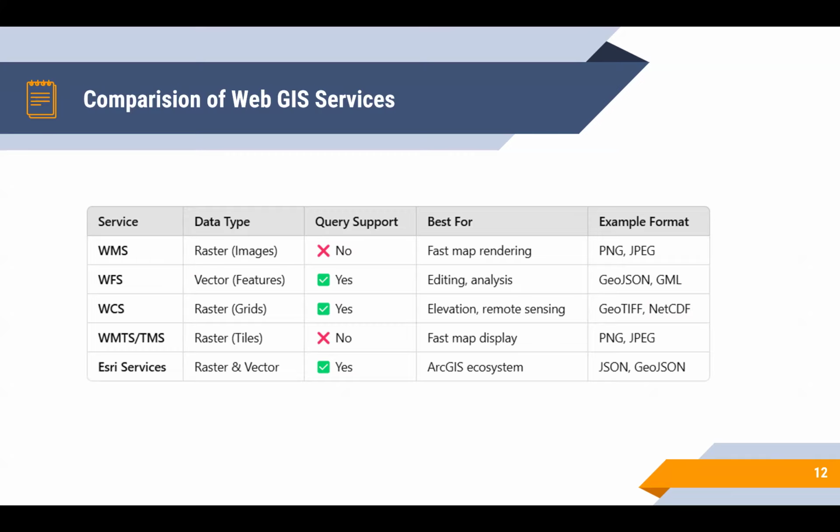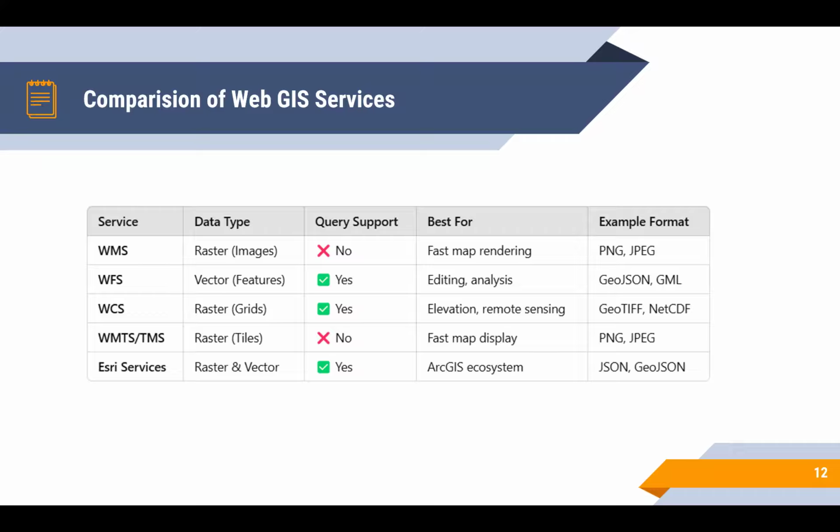WCS, this is the raster grid, query support yes. Elevation, especially for the DEM data and all, we are using WCS. The file format of the WCS is GeoTIFF. And when we are talking about the WMTS or TMS, raster tile, I already explained to you. Raster tile means small tiles you will get in the WMTS and TMS. This is best for fast map display and the file data format is PNG.